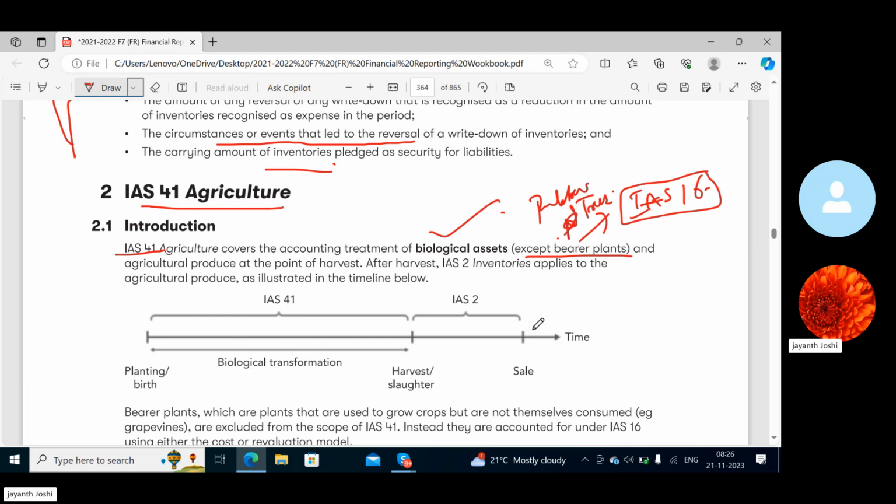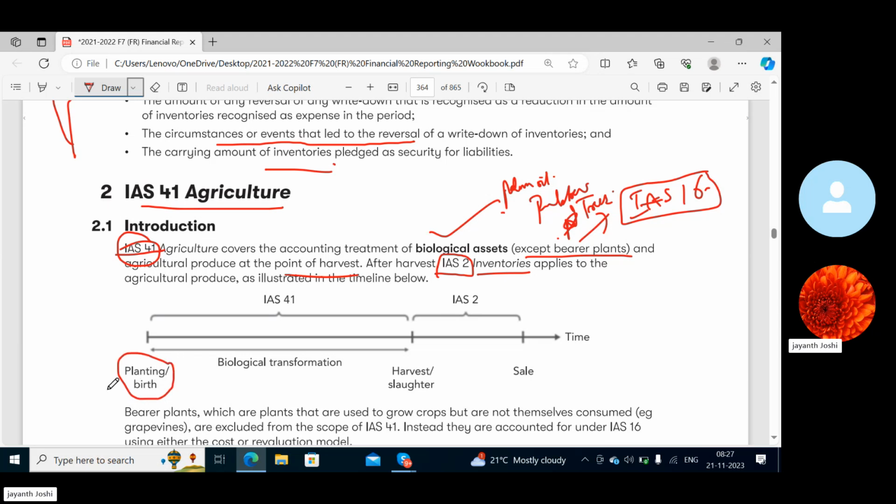Did you understand, Isha? Yes, sir. Palm oil, all these are for the long term. And agricultural produce at the point of harvest. Important point, this is the point of harvest, right? Till the point of harvest, the standard IAS 41 is applicable, but once the agricultural produce is ready for sale, which standard comes into the picture? IAS 2 Inventory, right?